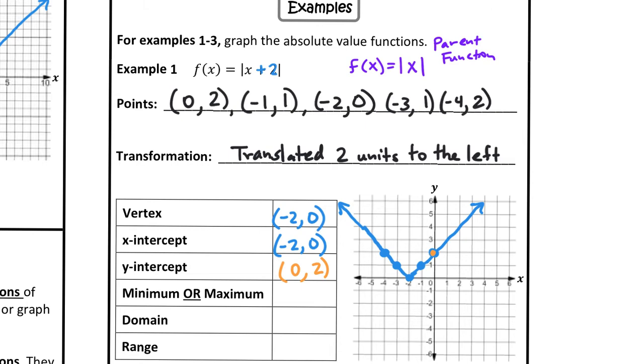Okay. Do we have a minimum or maximum? Well, we don't really have a maximum because the arrows are going to keep going up, but we do have a defined minimum. So I'm just going to put min. Domain, going from left to right, it's still negative infinity to positive infinity. So nothing changed there. But actually nothing changed in the range either, because if we go from bottom to top, what's the lowest that it goes? 0, and the highest? Infinity. So it's still 0 to infinity.